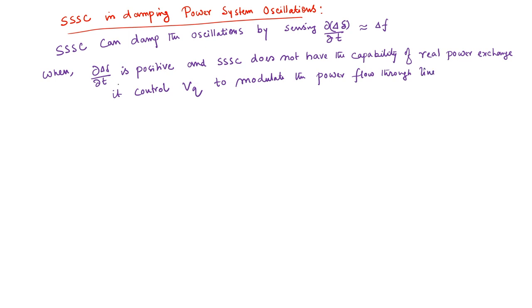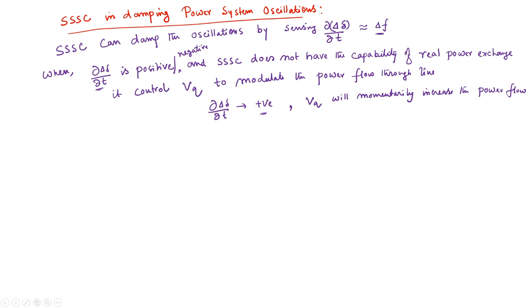Now, what sort of power flow modulation is required when del delta del t is positive? Then that means frequency is increasing. That means mechanical power is higher than the electrical power. So, VQ will momentarily increase the power flow. So, I should write this could be positive or negative. Okay. And when del delta del t is negative, then VQ will momentarily decrease the power flow.